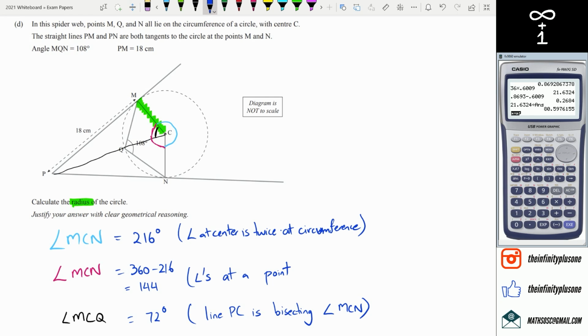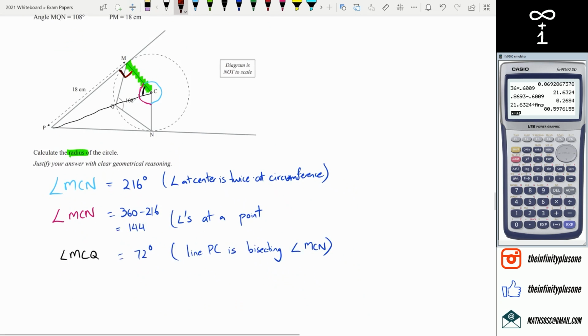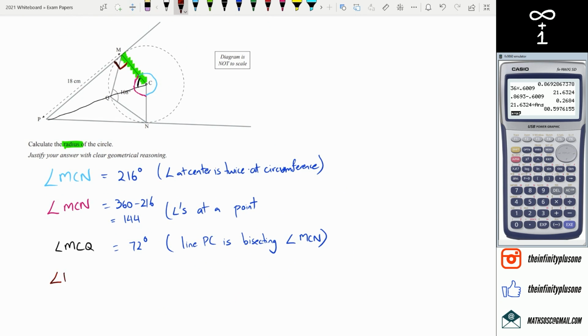Now we still need to prove that PMC is 90 degrees. Let's use lava color. So the lava angle there, we need to prove that it's 90 degrees, which is angle PMC is equal to 90 degrees because the angle between tangent and radius is a right angle.